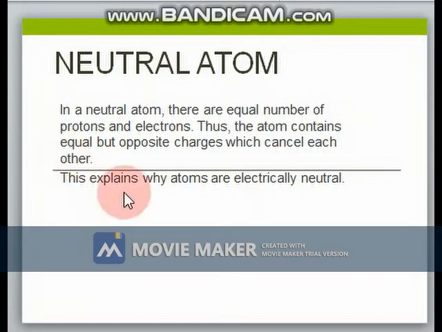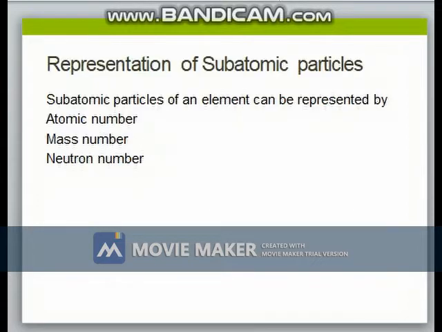In a neutral atom, there are equal numbers of protons and electrons. Thus, the atom contains equal but opposite charges which cancel each other. So when you are asked the question, why is an atom electrically neutral, you will say that they are neutral because the number of protons and electrons are equal, and for that matter, their charges cancel out each other. Let's go to the next slide. Now in the next slide, we are going to look at the representation of subatomic particles.